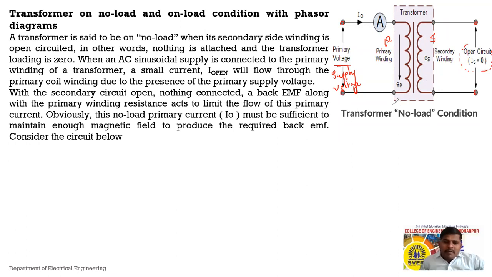So while performing practicals, we call them the OC and SC tests, that is the open circuit test, where the secondary is open circuited, and the short circuit test, which is nothing but a short circuited secondary, meaning current flows when the secondary side is short circuited, right? See, a transformer is said to be no load when its secondary side winding is open circuited. At the situation when the secondary side winding is open circuited, we can call this transformer to be at no load condition, or there is no current flowing from that secondary side.